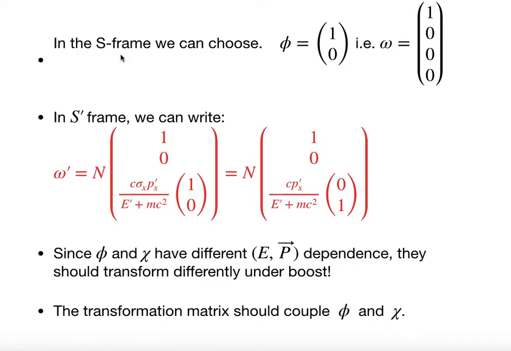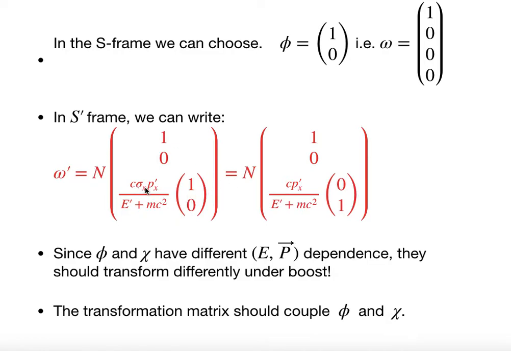So in the rest frame, we can write this phi as this (1, 0) or this omega like this. We just choose one such solution. Now in the S prime frame, where this momentum is non-zero, so in the S frame, P was 0, so this lower component was 0. Now in the S prime frame, since P vector is not 0, I have this Px prime because that component is non-zero. So this is the vector of omega prime in the S prime frame.